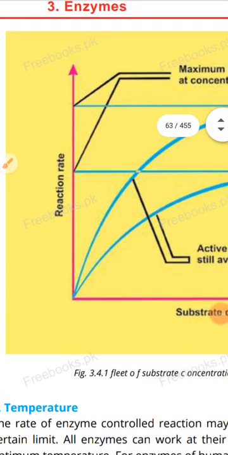Another case: more enzymes are present, so more active sites are available. The more active sites are available, the more active sites will be able to react with the substrate. More ES complex will be formed, and they will be able to convert into the product.